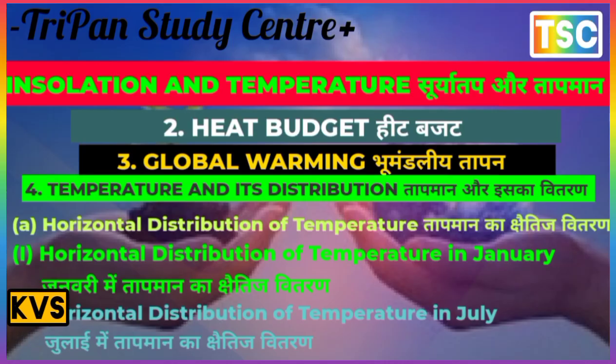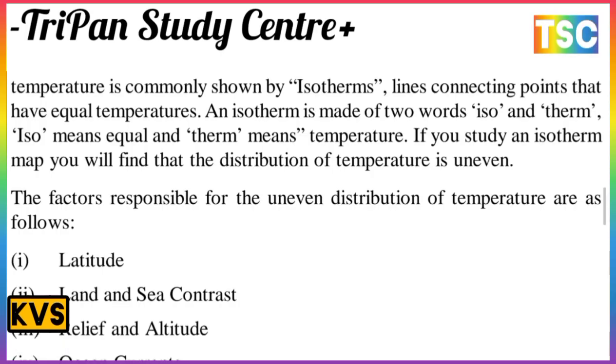The distribution of temperature across latitudes over the surface of the earth is called horizontal distribution. On a map, the horizontal distribution of temperature is commonly shown by isotherms. Isotherms are lines connecting points that have equal temperature. The word isotherm is made of two words, iso and therm. Iso means equal and therm means temperature.